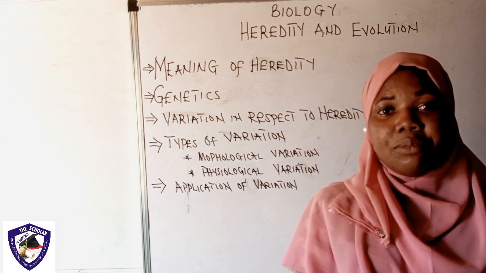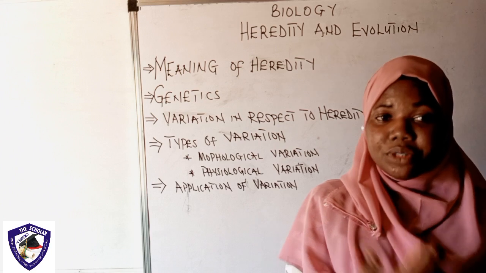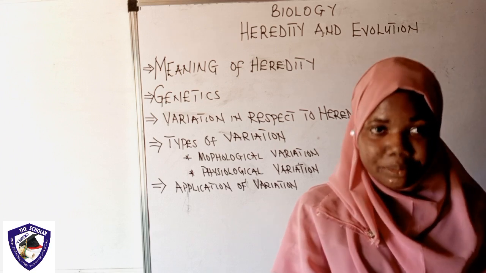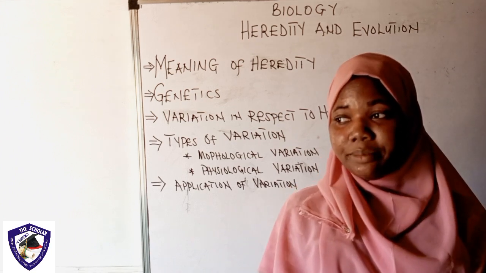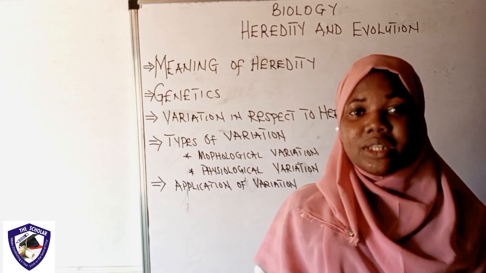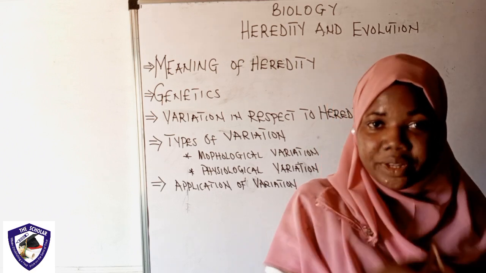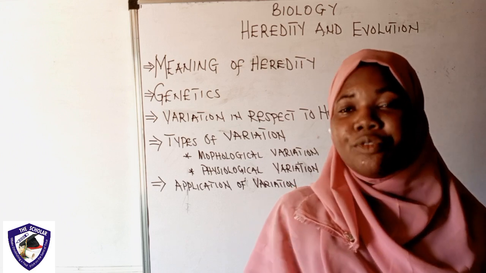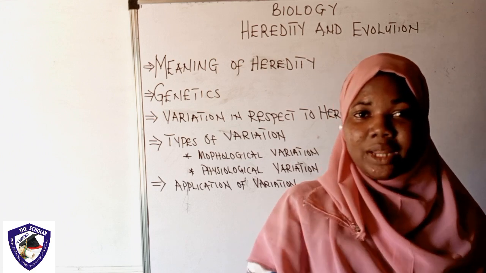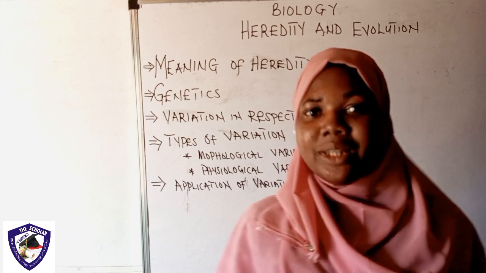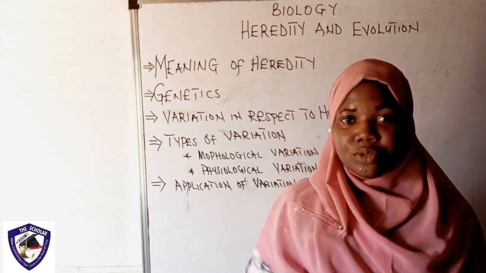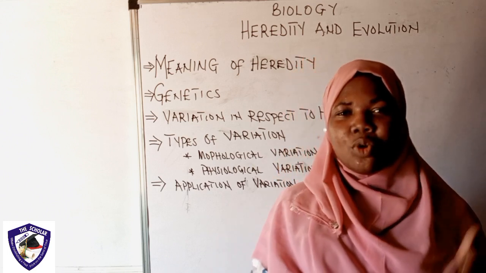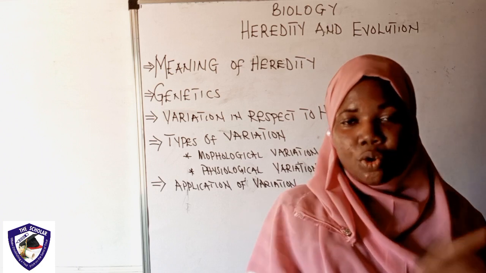Then sickle cell anemia too is also a transmittable characteristic in human beings. For transmittable characteristics in plants, these are characteristics that can be passed from the parent to the offspring. Number one, the height of the plants. Even if you take the seed of that particular plant and plant it, by the time it matures you will notice that it's almost as similar as that of the parent.